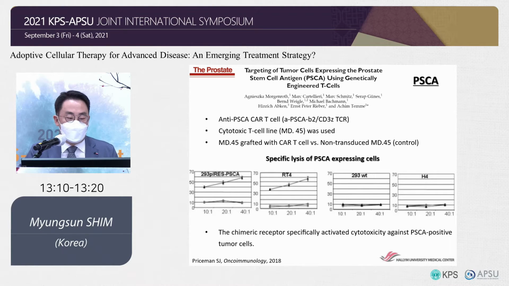In this recent study, also investigating the efficacy of anti-PSCA CAR T cells, we can see the specific lysis of PSCA expressing cells when the anti-PSCA CAR T cell was introduced.